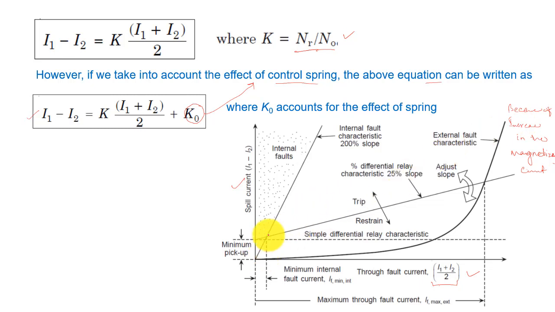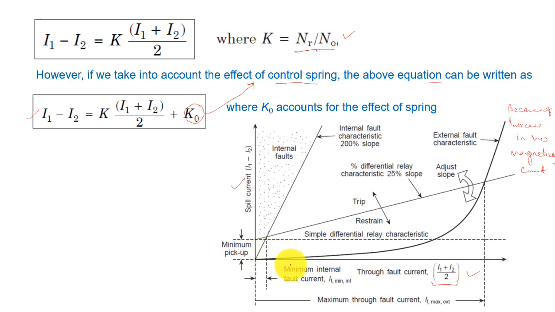And your internal fault characteristic will remain as a straight line. Why is it remaining a straight line? Because for small internal fault current, your spill current will be high, right, and therefore your overcurrent relay will respond to this spill current, and therefore your CT core will never become saturated for internal fault condition.